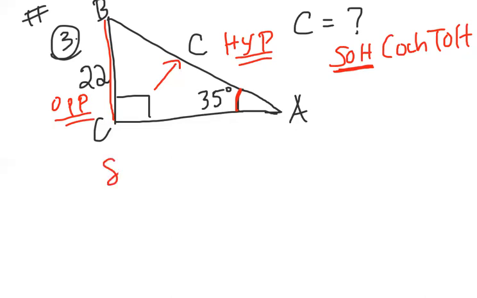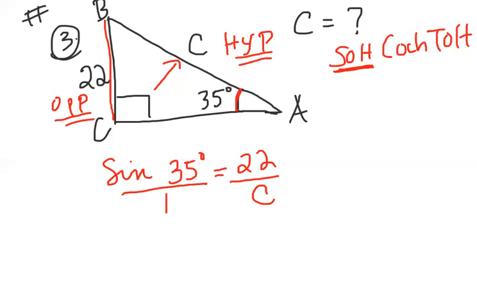So sine of the angle, what's the angle? 35 degrees, and this would equal the opposite side, which is 22, over the hypotenuse, which we don't know, so we call it C. Now, guys, think of this as a proportion, all right? So in order to solve this proportion, we are going to cross multiply.